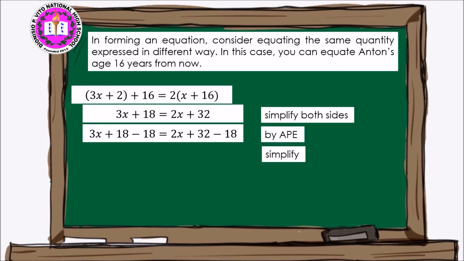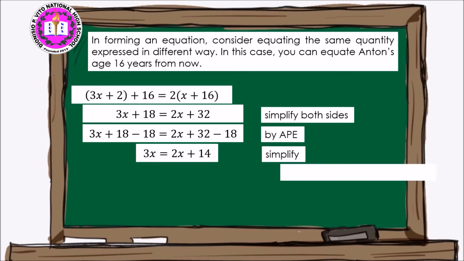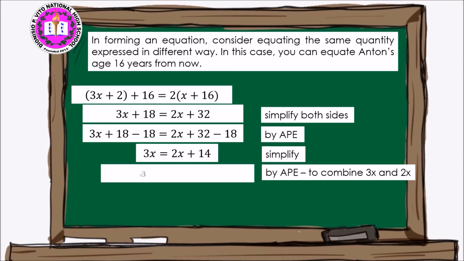So simplifying both sides, we have 3x plus 18 minus 18 is 3x, which is equal to 2x plus 32 minus 18 is positive 14. Therefore, we have 3x, which is equal to positive 2x plus 14. Then by APE, to combine 3x and 2x, we're going to get the opposite of 2x, which is negative 2x. So we have 3x minus 2x is equal to 2x minus 2x plus 14.